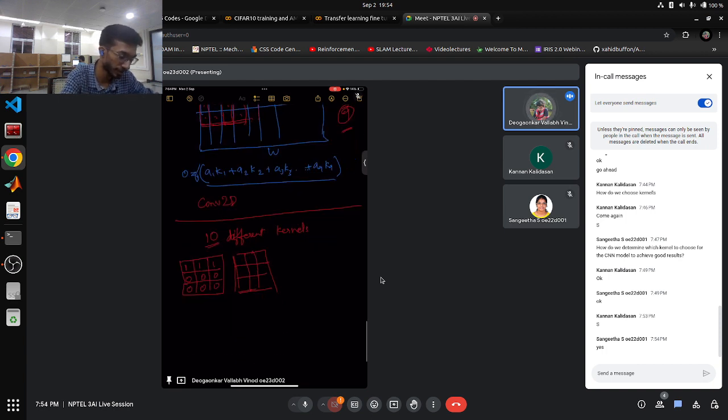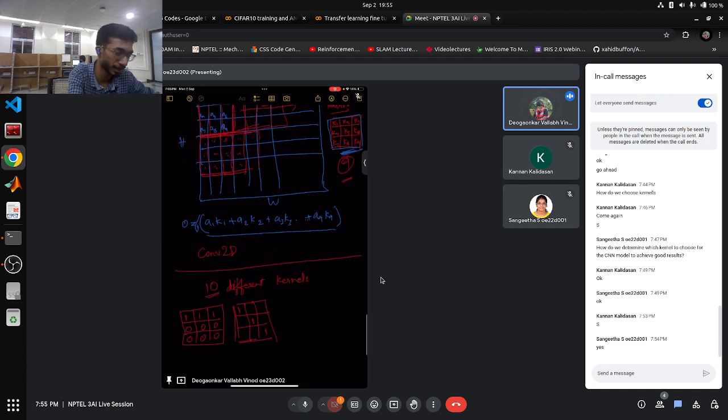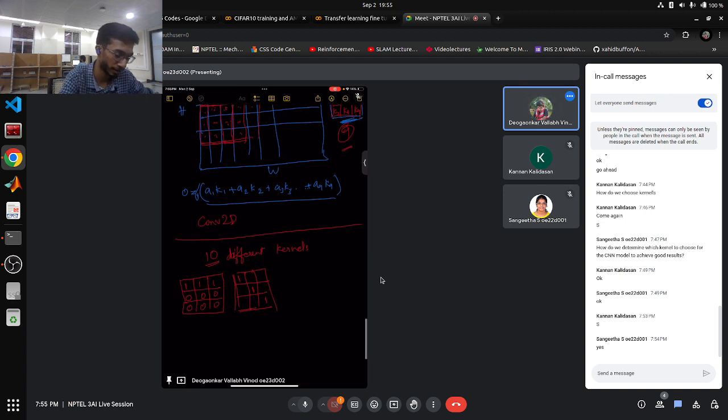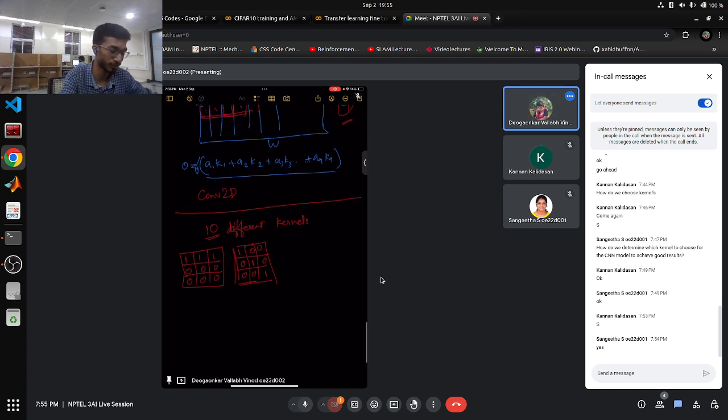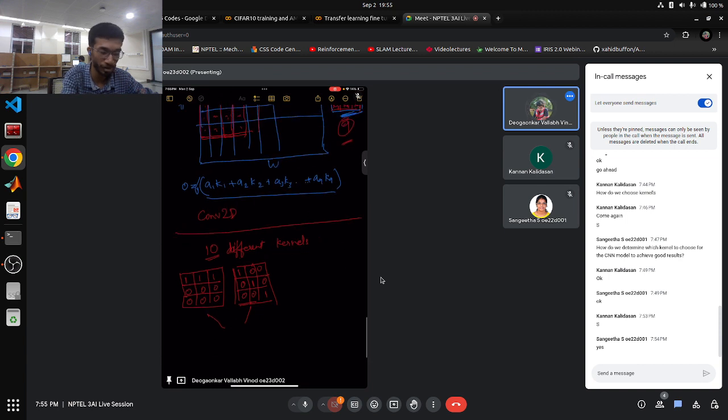You can imagine another kernel of this type, in which the diagonal elements K1, K5 and K9 are 1, but the rest of them are 0. Okay, so this is another variant. What I'm drawing is two different types of kernels that could be present. These could be the kernels that your model ends up learning.